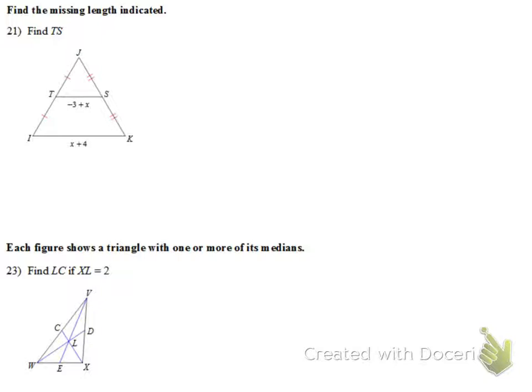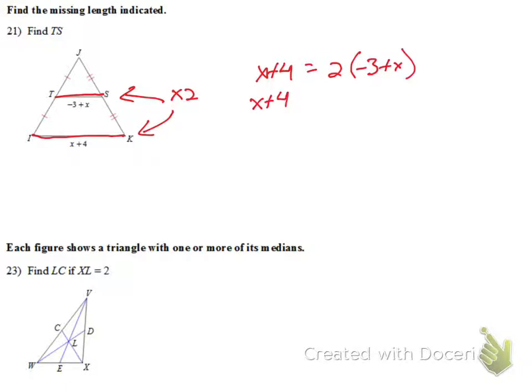21, find TS. I know that in these types of triangles, you're going to need to multiply by 2, and then set that equal to the base. So x plus 4 is equal to 2 times negative 3 plus x. So x plus 4 is then equal to negative 6 plus 2x. I'm going to take my 4 over, and then I'm going to take the 2x over. So I'll subtract 2x from both sides and I'll get negative x is equal to, and with minus 4 on each side, negative 10. So I would just divide by negative 1 there, so x should be equal to 10.